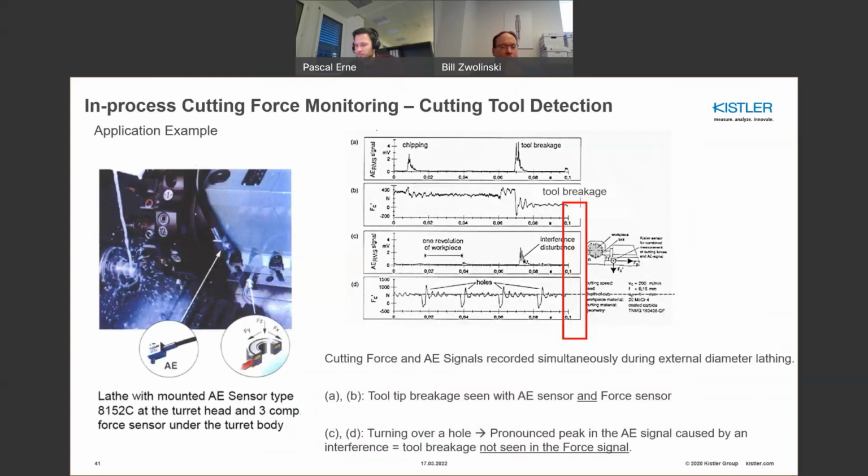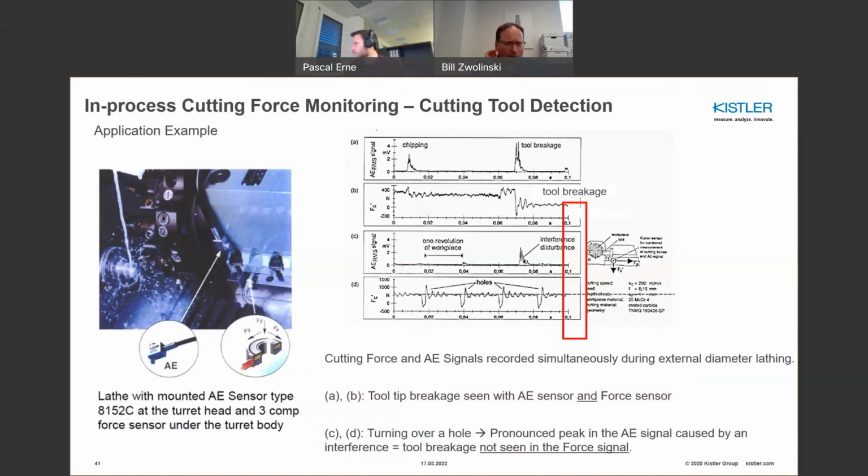Cutting force is an area, like I said, that spans many, many industries, from automotive to aerospace to university R&D, and all just basic materials research as well. And in this case here with a lathe, we mounted an acoustic emission sensor adjacent to the lathe, and also a force sensor, a 3-component force sensor under the turret body.